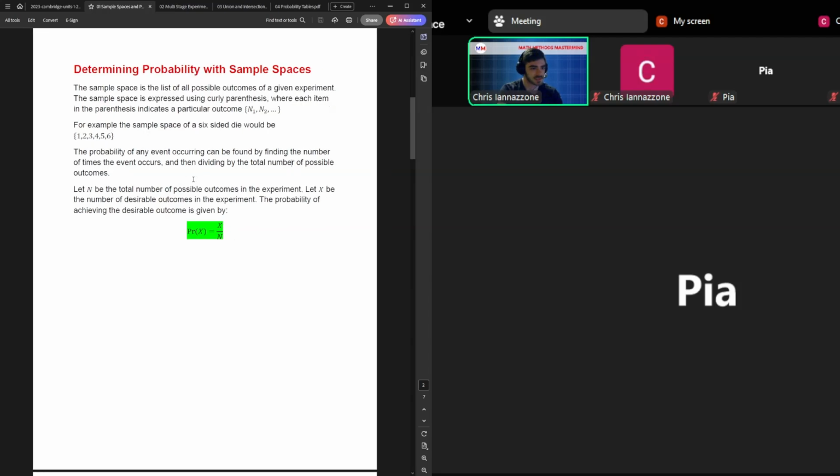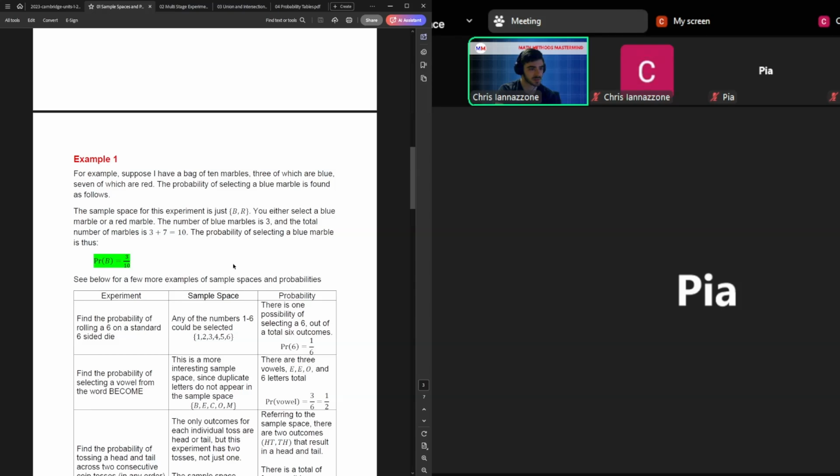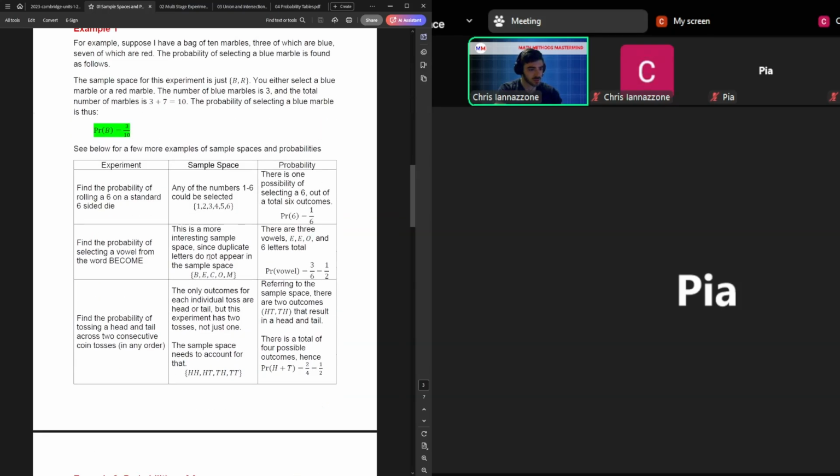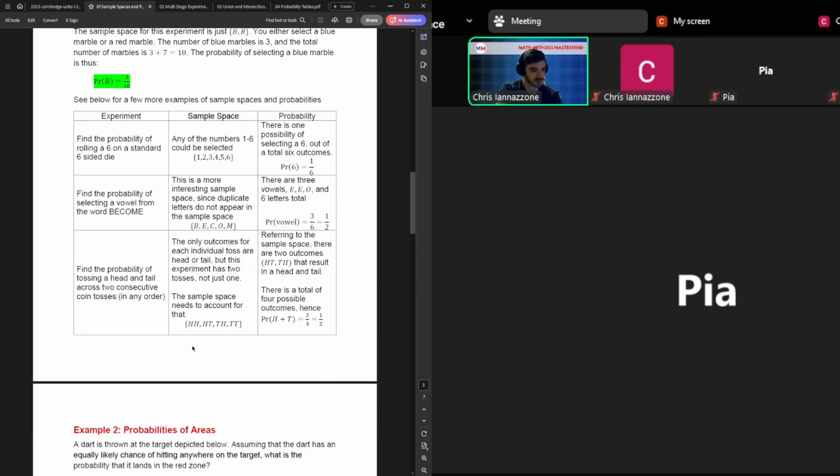So if I had a 6-sided die, I have the possibilities of numbers 1 through 6. If I want to find the probability of, say, rolling a 6, there's only one possibility of that occurring, 6 total possibilities, so a 1 out of 6 chance of rolling that 6. Nothing too crazy there. I've got a whole bunch of different examples here, showing you the sample spaces for each of them and the potential probabilities that could be asked. You just start by figuring out what the possible outcomes are.